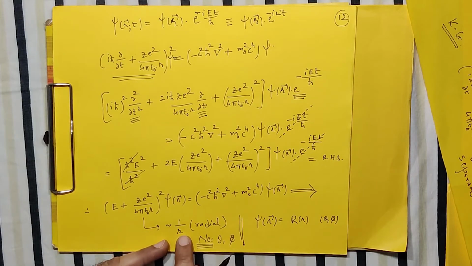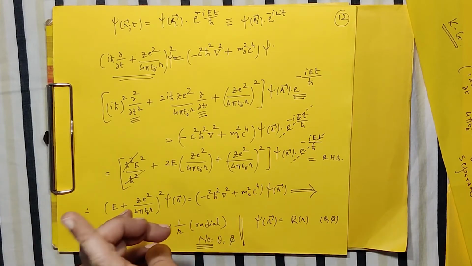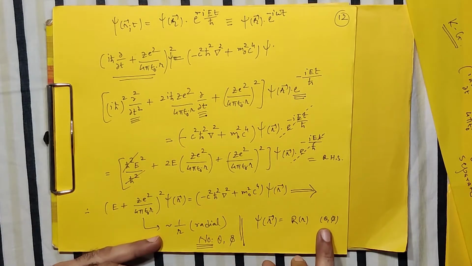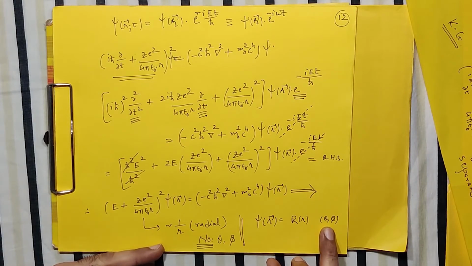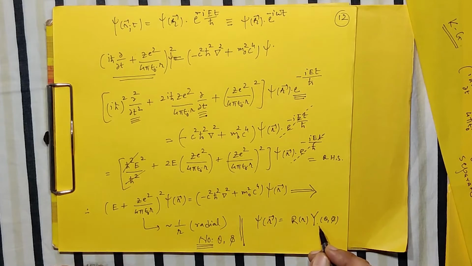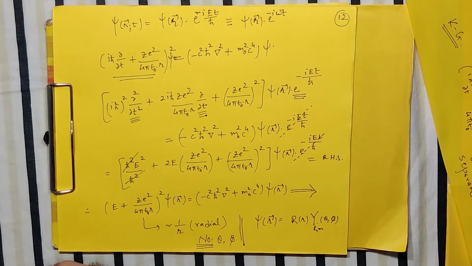But since it depends only on r, only the radius is important, so it has a spherical symmetry. Therefore, for such a spherically symmetric potential or interaction, usually the theta phi part of the wave function is described by what we call the angular spherical part, which is your Y_lm(theta, phi). Correct? So basically this is your spherical harmonics that we can write.